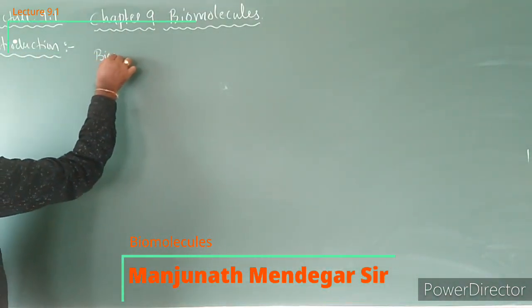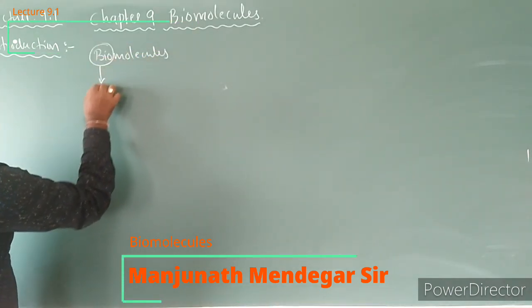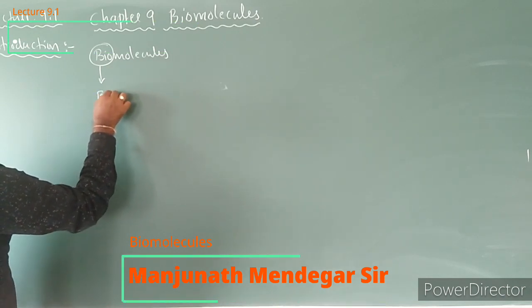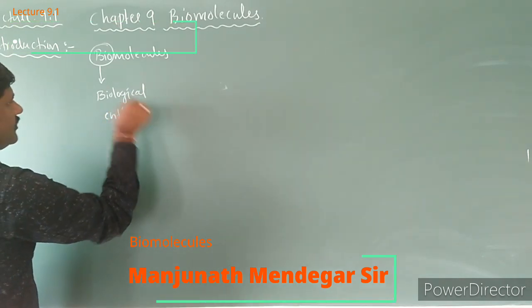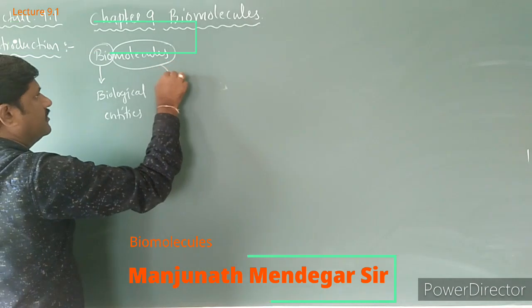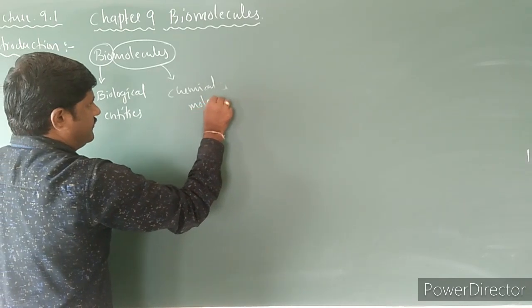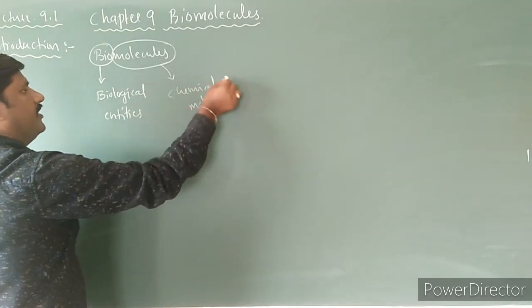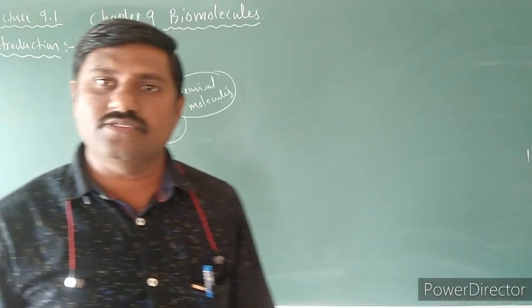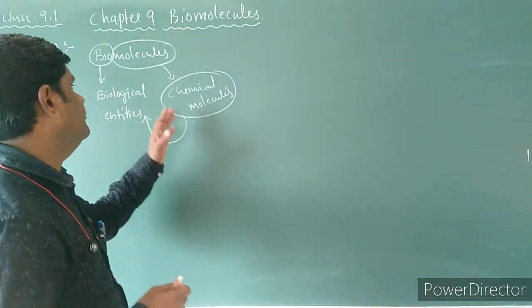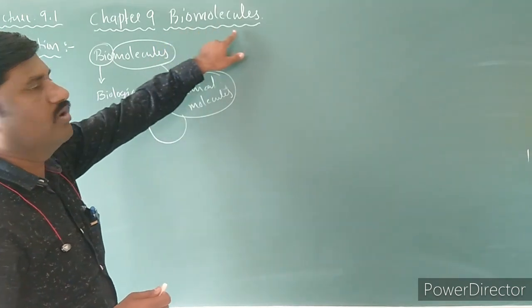See here, biomolecules. Bio in the sense that biological entities. Biological entities are nothing but chemical molecules. So these chemical molecules make the biological entities. Chemical molecules that make the biological entities are nothing but biochemicals or biomolecules.